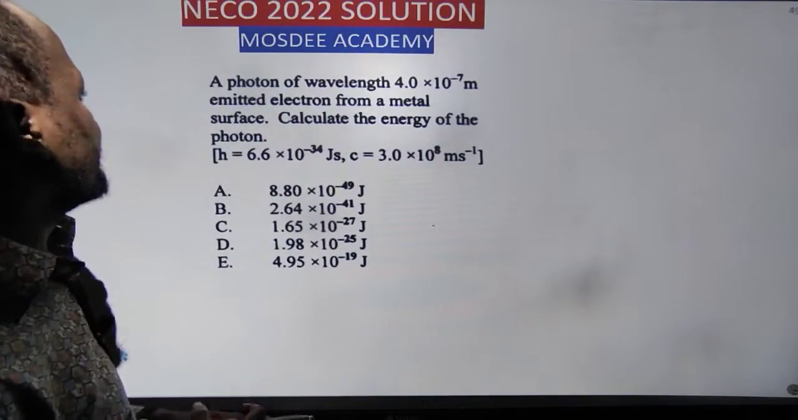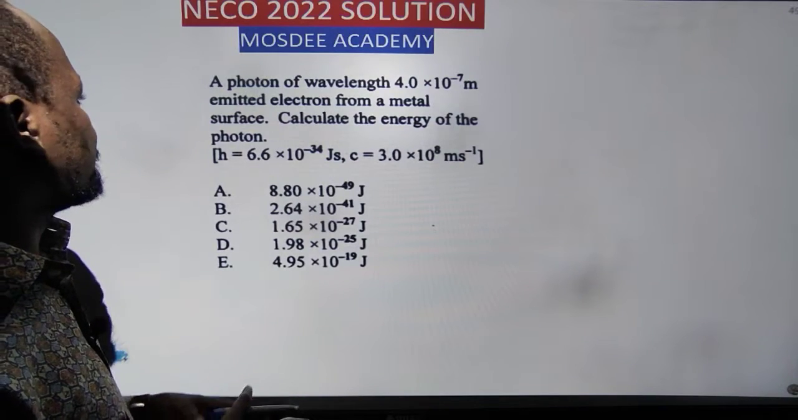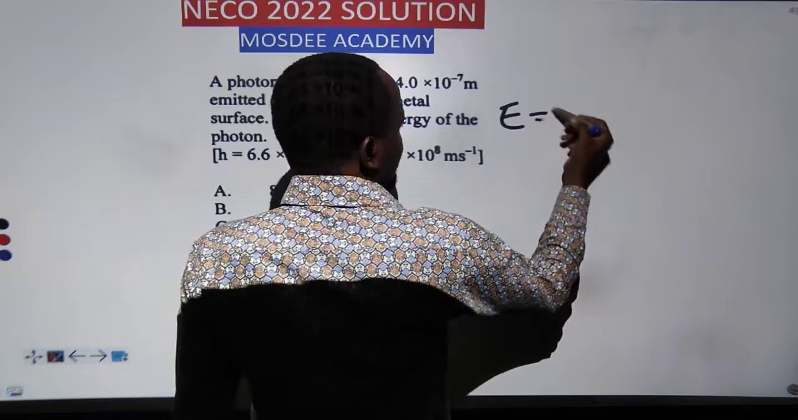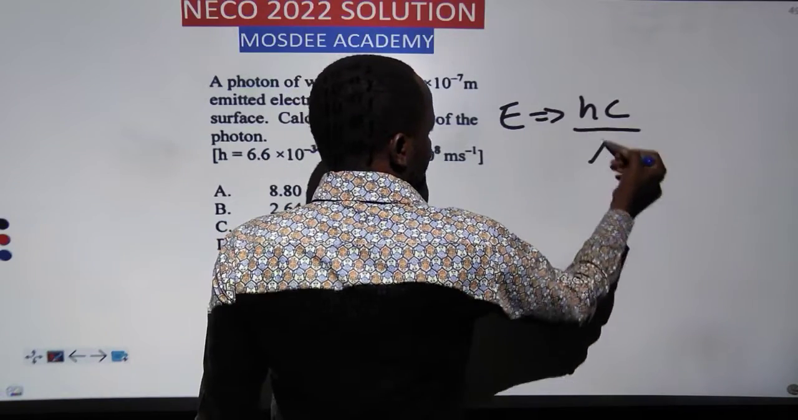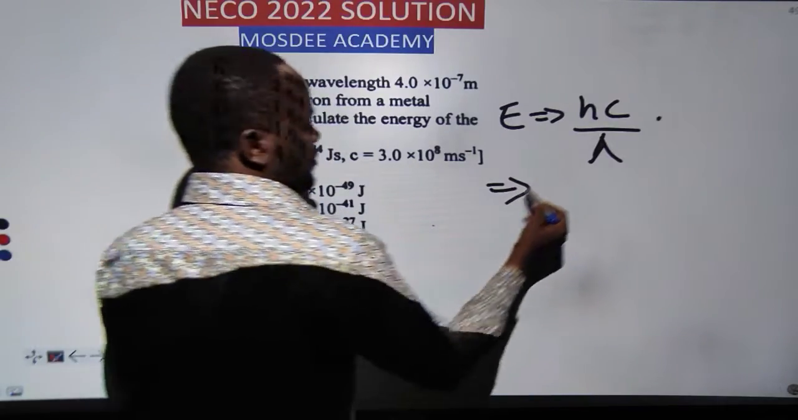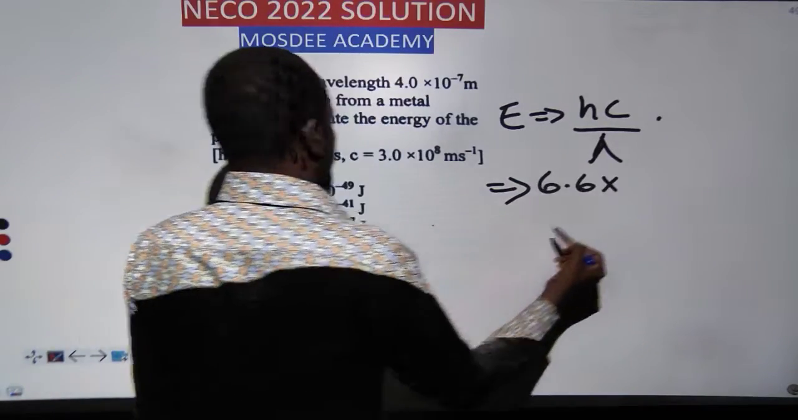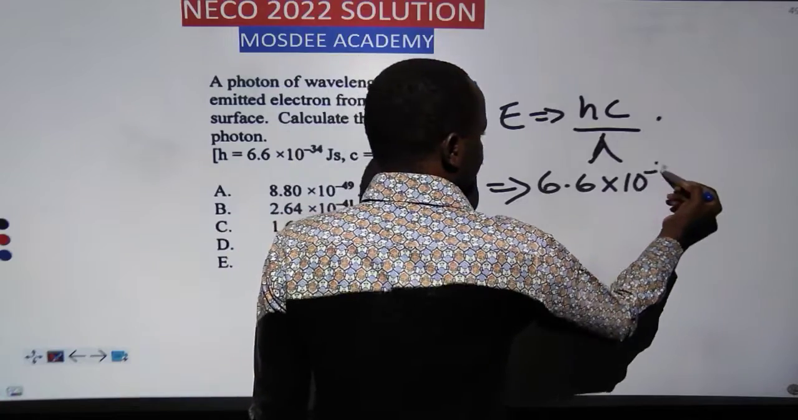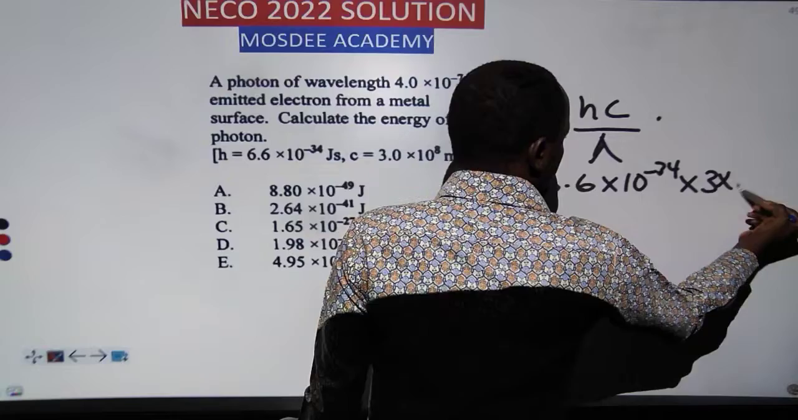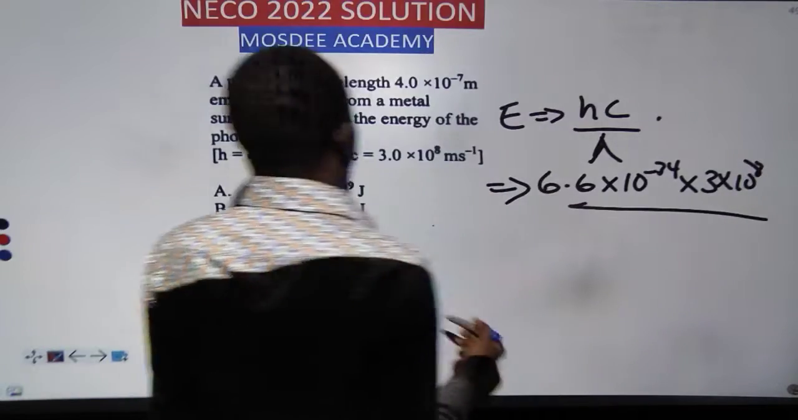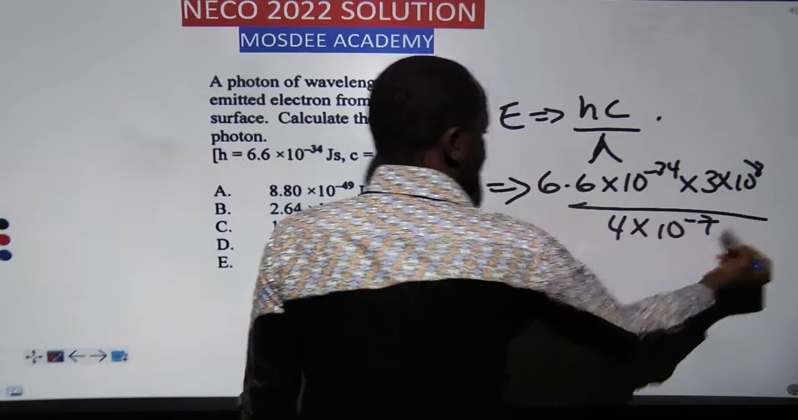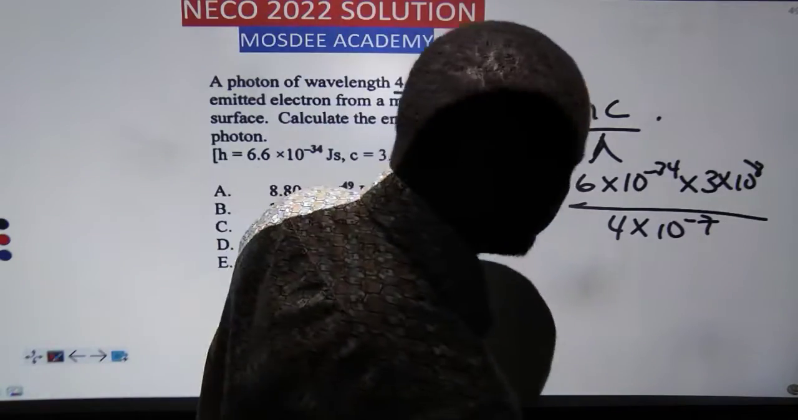A photon of wavelength this emitted an electron from a metal surface. Calculate the energy of the photon. The same formula we use there, hc over lambda. This time you're looking for energy. Just put the parameters: h is 6.6 times 10 to the power minus 34, c is the constant 3 times 10 to the power 8, over wavelength, which is 4 times 10 to the power minus 8. Focus on the numbers and finish up.